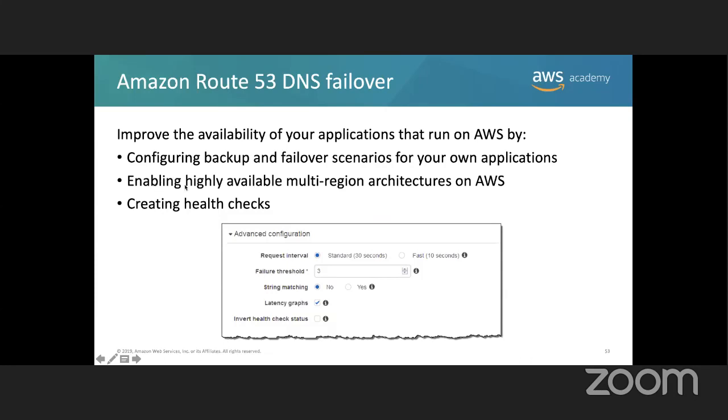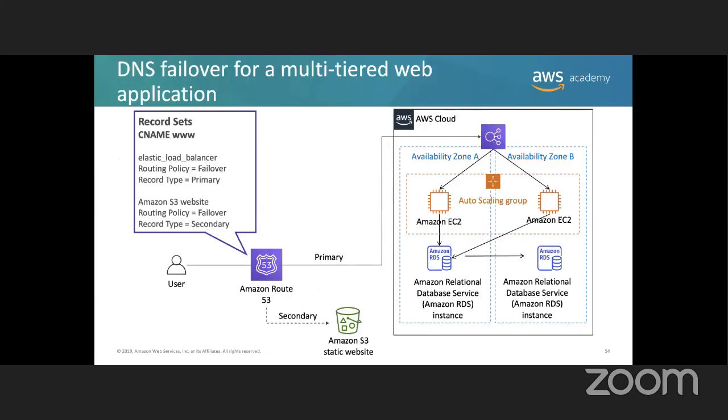So you can enable highly available multi-region architecture on AWS and create health checks, right? Health checks are looking for a heartbeat. Okay, they don't want to send traffic to something that is not operational. So that's why they have health checks.